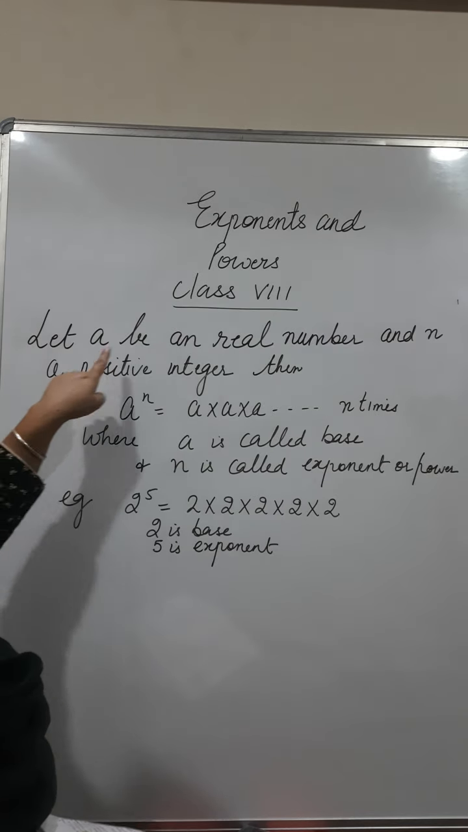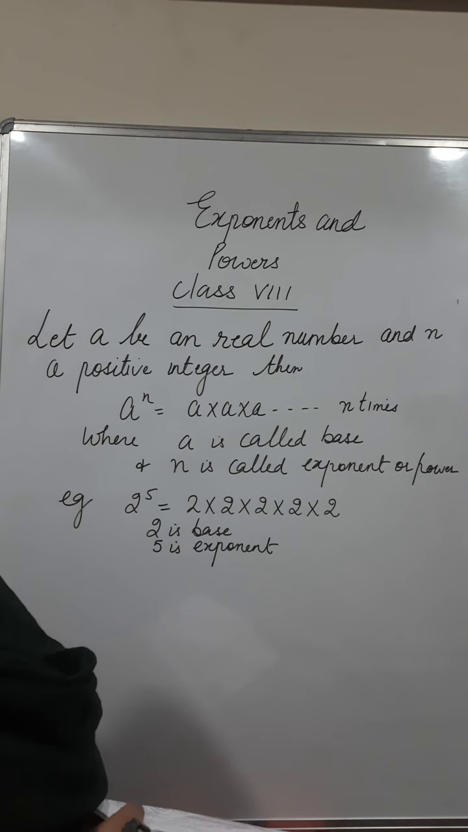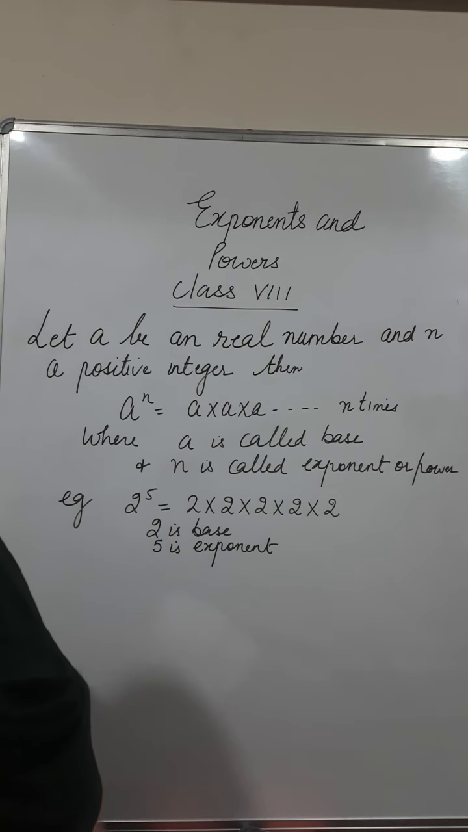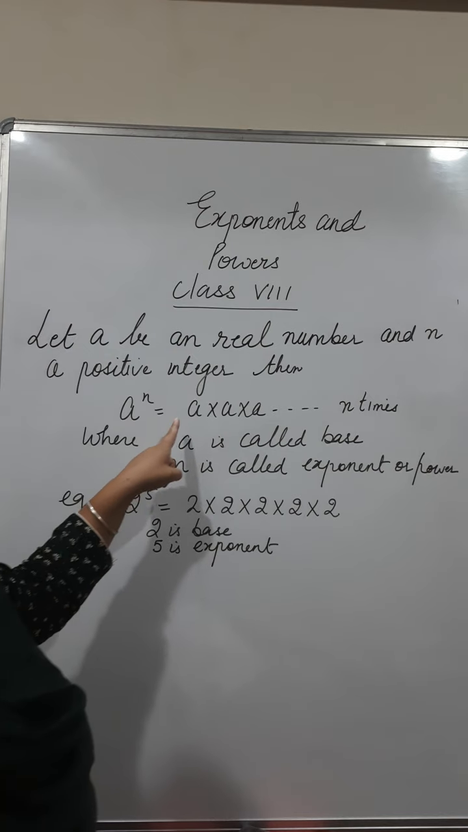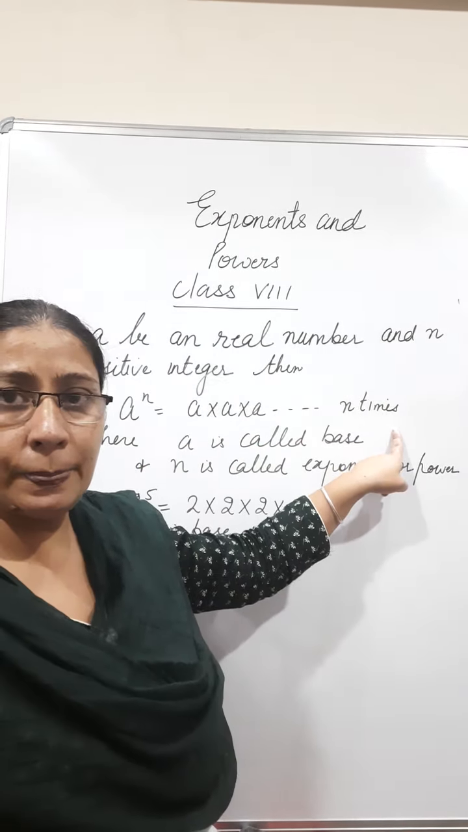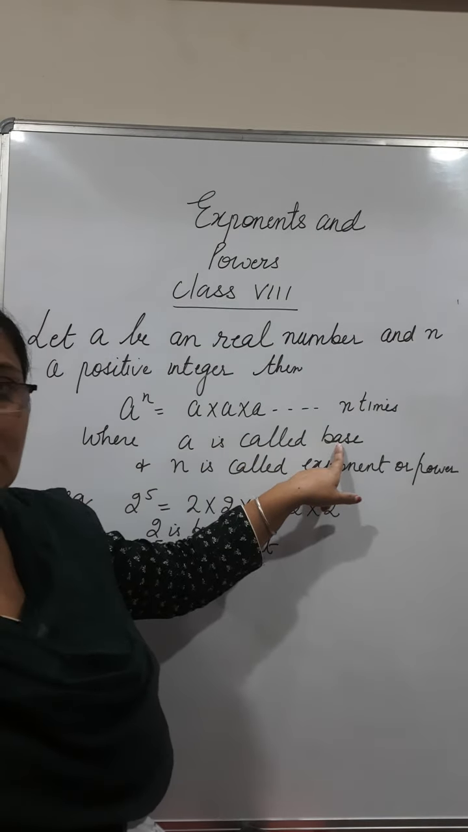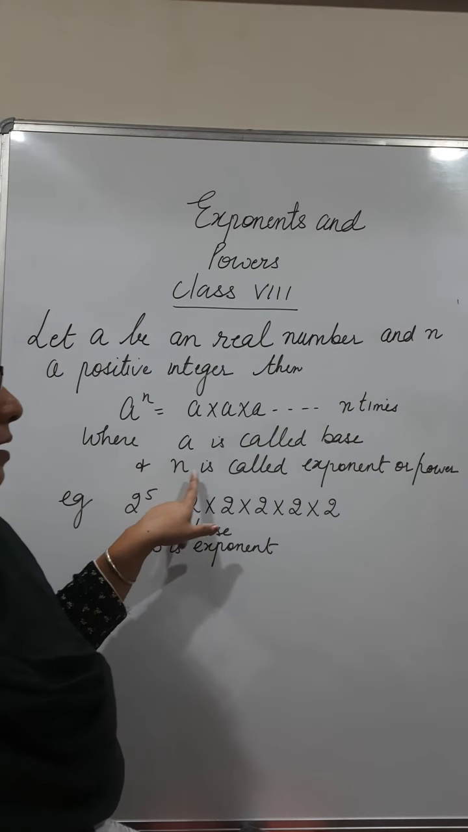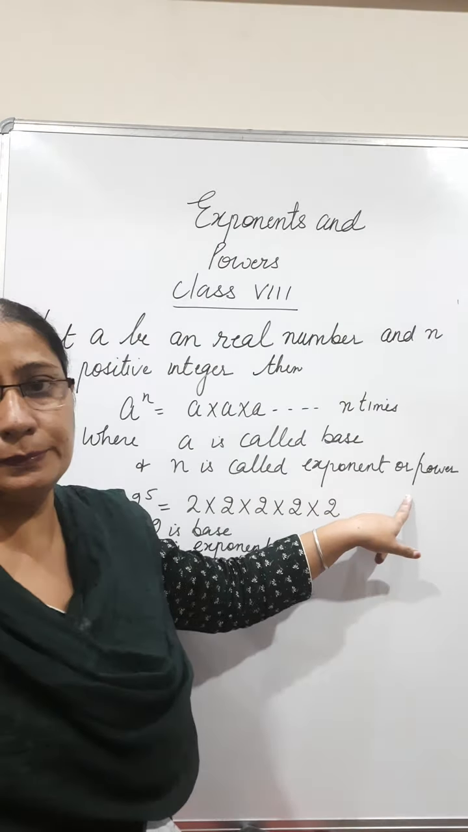Now let a be any real number and n a positive integer. Then if you write a power n, what does it mean? That you are multiplying a n times. So what is a? A is called the base and n is called the exponent or the power.